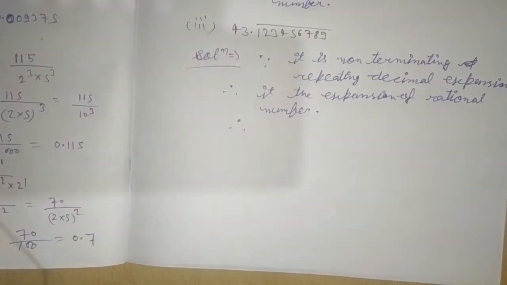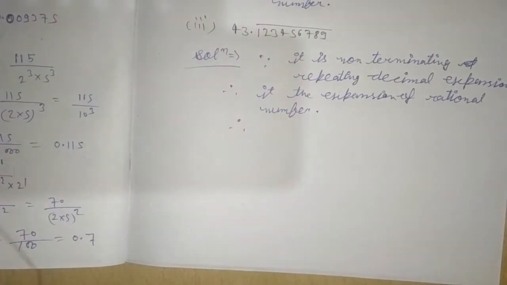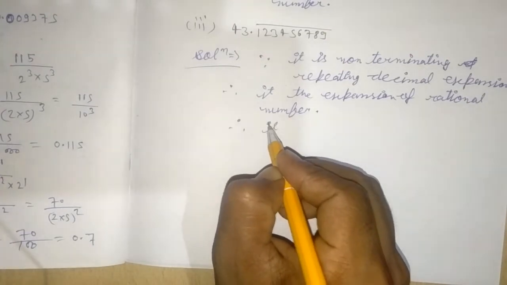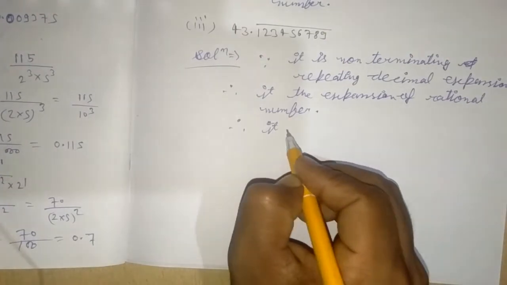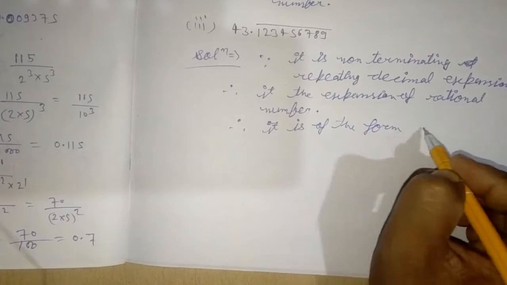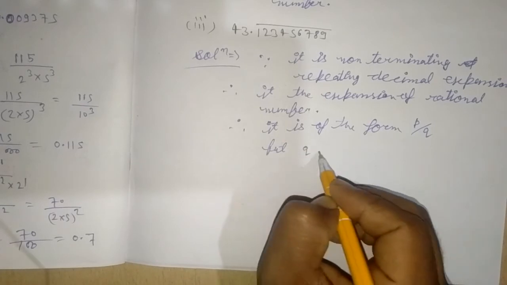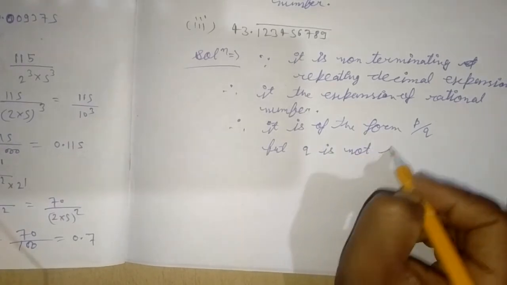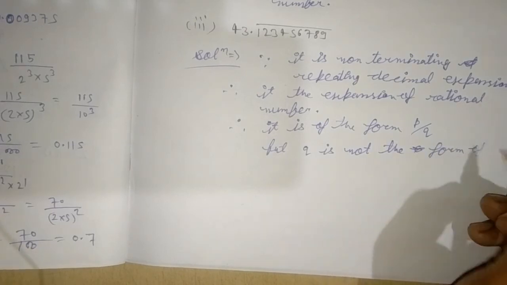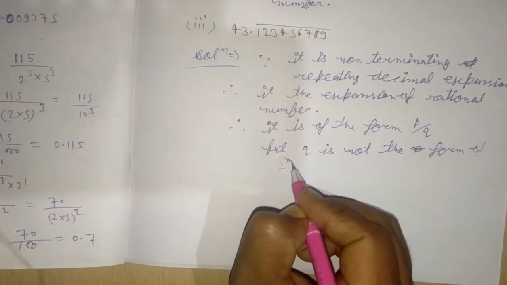So therefore we can write next line, it is of the form p upon q, but q is not of the form 2 power n, 5 power m.